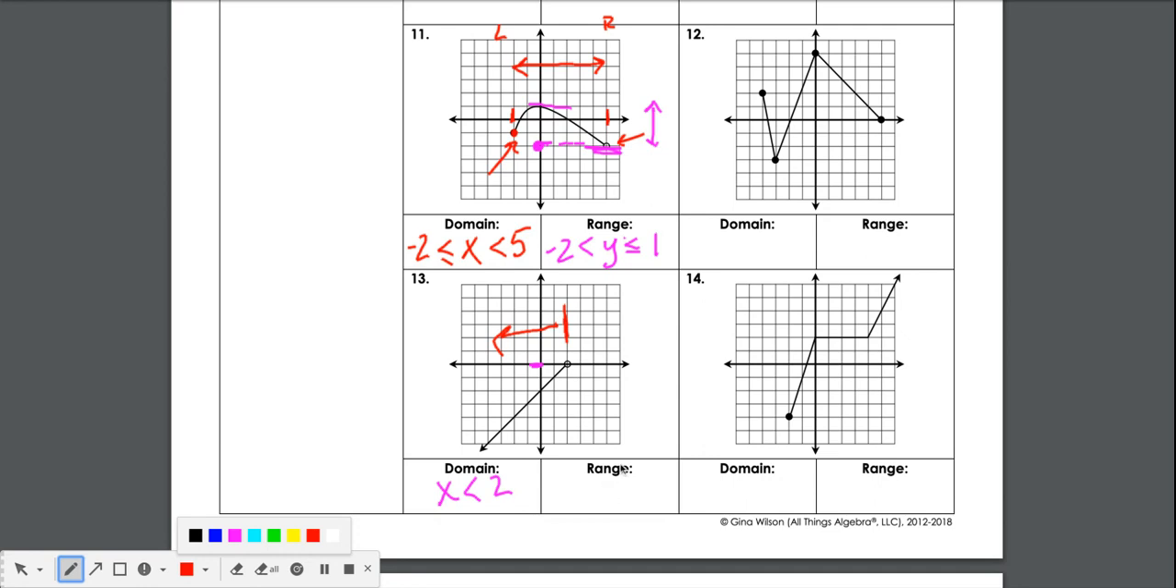All right, and on our range of values, it would be y is less than 0, because 0 is represented right here, and that's that particular value. But all y values that are less than that would be included, because of this arrow on the end, it goes forever and ever and ever.